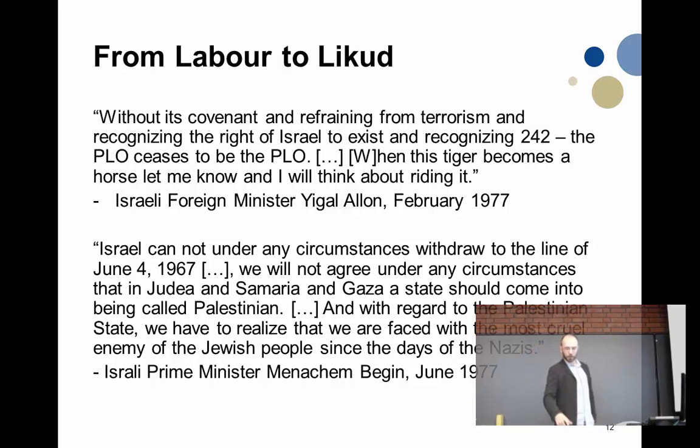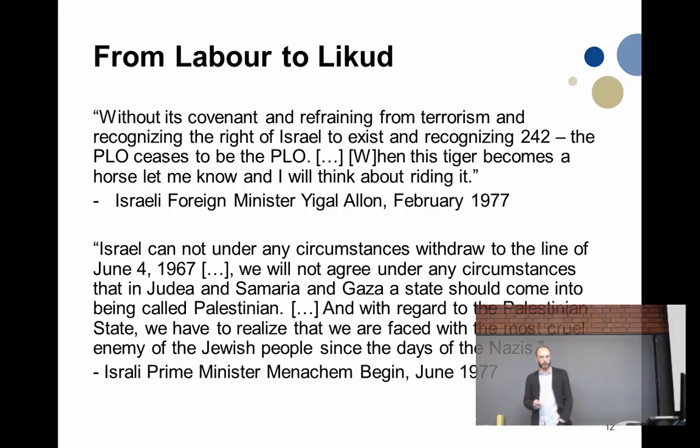But in the early part of Carter's period, under the Labour government, well, they didn't completely say it's impossible. Here's a quote from Israeli Foreign Minister Yigal Allon in February 1977: "Without its covenant and refraining from terrorism and recognizing the right of Israel to exist and recognizing 242, the PLO ceases to be the PLO. When this tiger becomes a horse, let me know and I will think about riding it." So they don't want to ride it, but he'll think about it if they recognize 242. Since they never recognized 242, he didn't have to think about it, and anyway, he was out of government by that time.